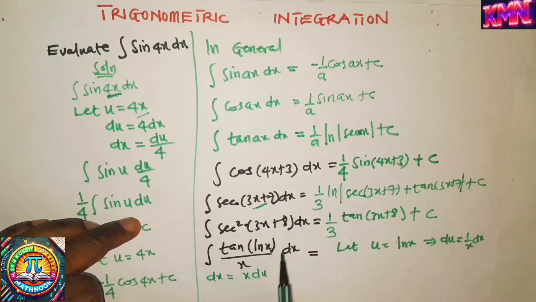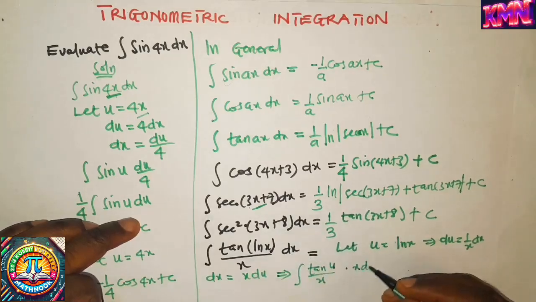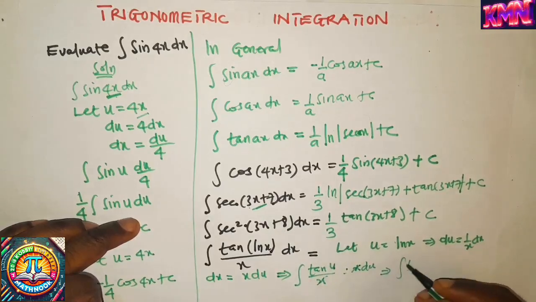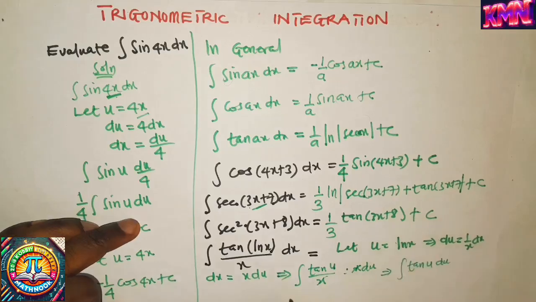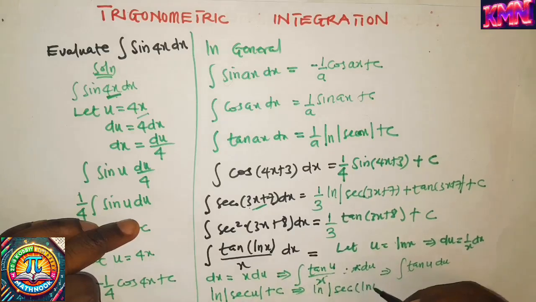So let's substitute everything into this, which becomes integral of tan u on x by, now the x is x du, of which this will cancel that, and that will give us integral of tan u du. When we integrate tan u, that will be ln of sec u plus c. When we substitute u back, that will be ln of sec ln x plus c, and that will be our answer.